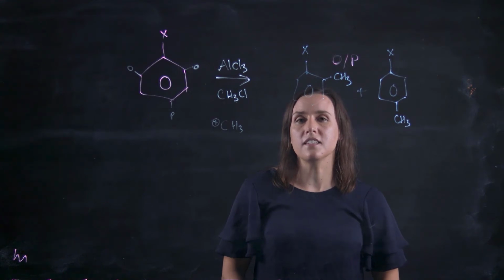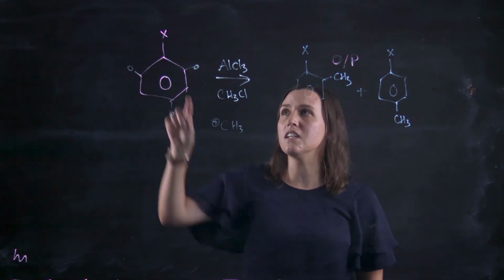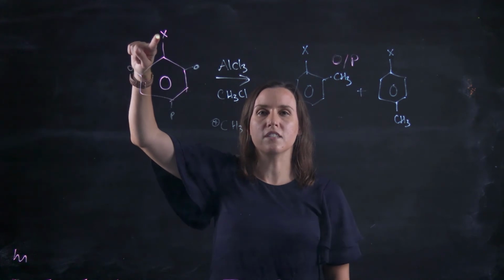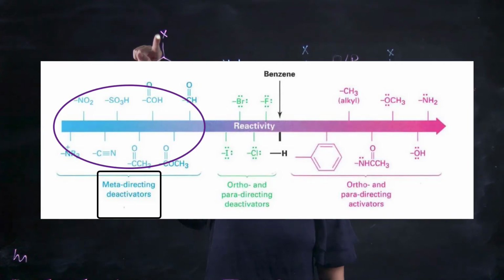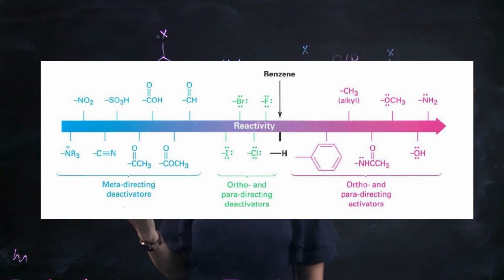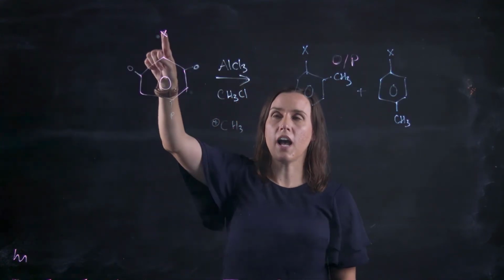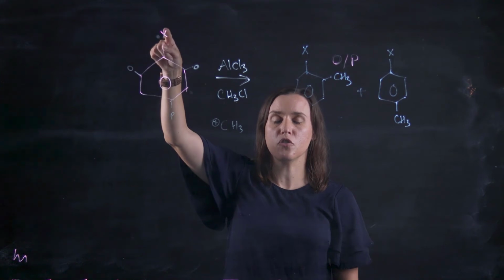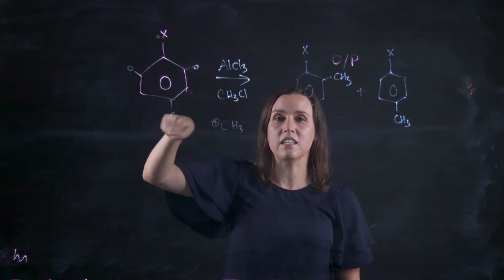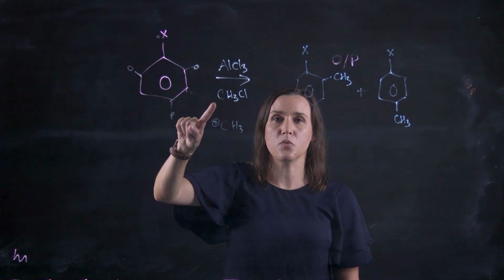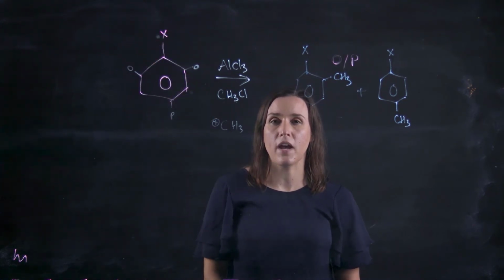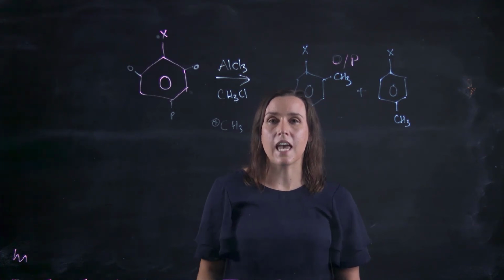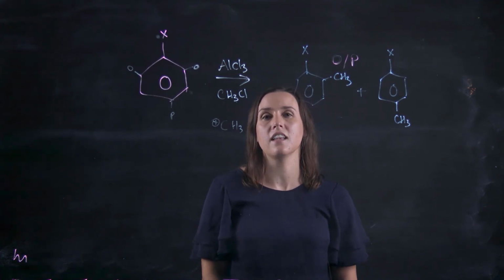Now, if you have something that's got a delta positive sitting right here where this X is, or it's got an actual positive charge, it would be a meta directing deactivator. So all of the incoming groups would be coming in that meta position. When you're looking at these, have a think about what sort of functional group is attached. That is going to direct the incoming group. It doesn't matter so much what the incoming group is, it matters what's attached to that benzene ring. It's going to change the way that delocalized system is able to nucleophilically attack the electrophile.